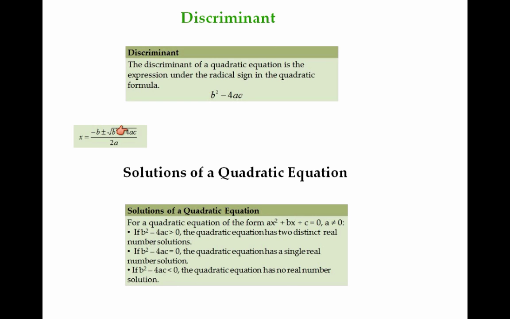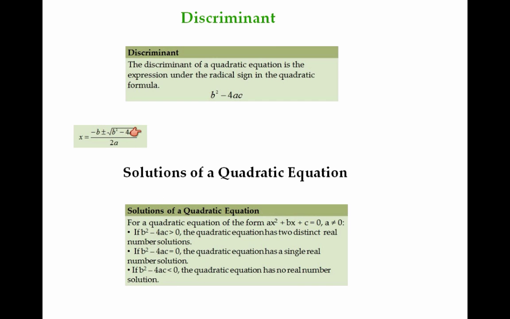Because if b squared minus 4ac is equal to 0, how many solutions do you think I would get here? I would get minus b plus 0 over 2a, and minus b minus 0 over 2a. But those would be identical solutions, right? So I only get one solution there. In other words, if b squared minus 4ac is equal to 0, the quadratic equation has a single real number solution. If b squared minus 4ac is greater than 0, the quadratic equation has two distinct real number solutions.